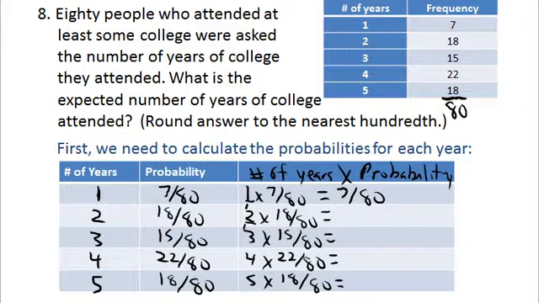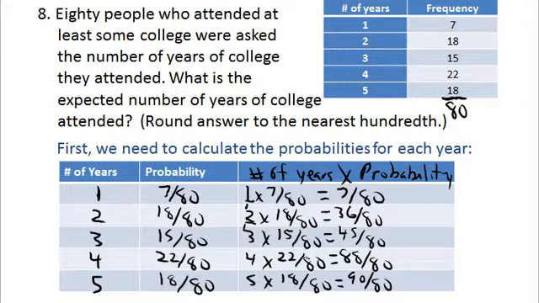And then you do 2 times 18 is 36 over 80. And then you do 3 times 15, and that's 45 over 80. And then you do 4 times 22, which is 88 over 80. And then finally 5 times 18 is 90 over 80.